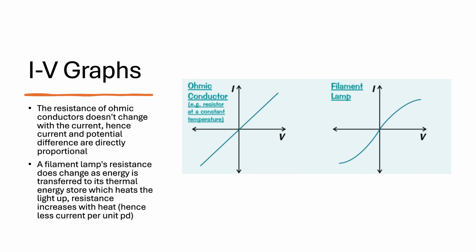A filament lamp is slightly different. What happens with a filament lamp is, as I put current through it, some of the energy going through it gets converted into the thermal energy store. That's why, if you have a light, as it gets brighter it also gets hotter, because it's producing heat energy. Heat increases resistance, and therefore you get less current per unit of potential difference, because as I'm increasing the resistance, I'm decreasing the current. That's why as potential difference increases with a filament lamp, the current doesn't increase at the same rate. We see a bit of a curve starting here. So those are the two most important ones.